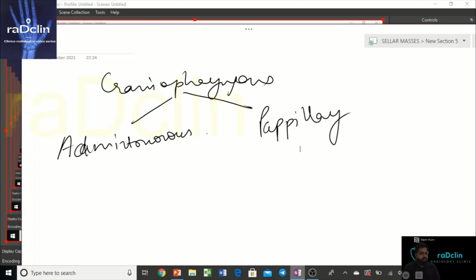Now, the adamantinomatous type is most commonly seen in children, whereas the papillary type is less commonly found and is seen mostly in adults. Morphologically, if I have to discuss craniopharyngioma, it normally has calcific foci, normally it has calcium within it, and it displaces the pituitary gland.